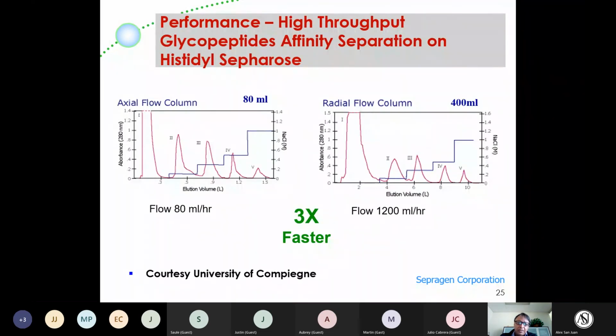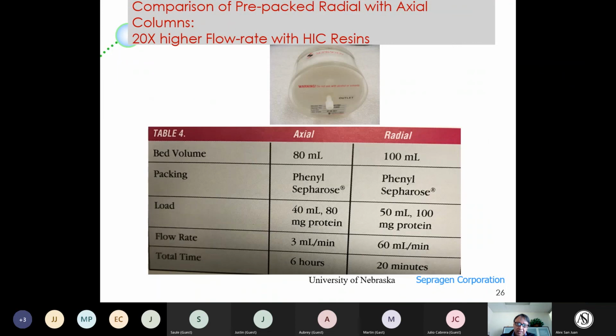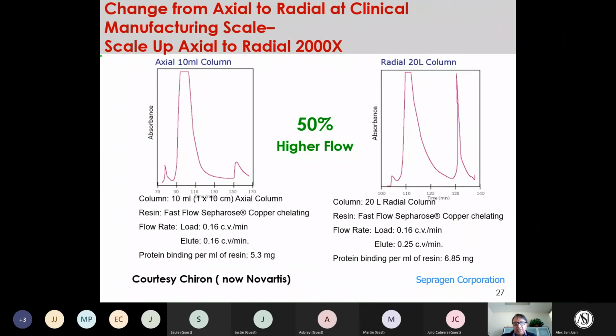Of course, showing here some glycopeptide separation using radial flow columns, again going 3 times faster. Here's phenyl Sepharose. A lot of times you have pressure issues with HIC resins. We don't have any of that with our columns, so these are packed in radial flow columns going much faster.